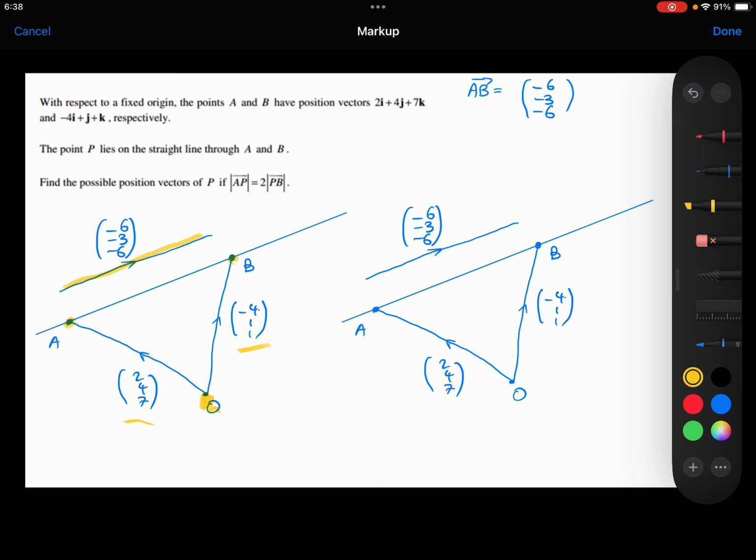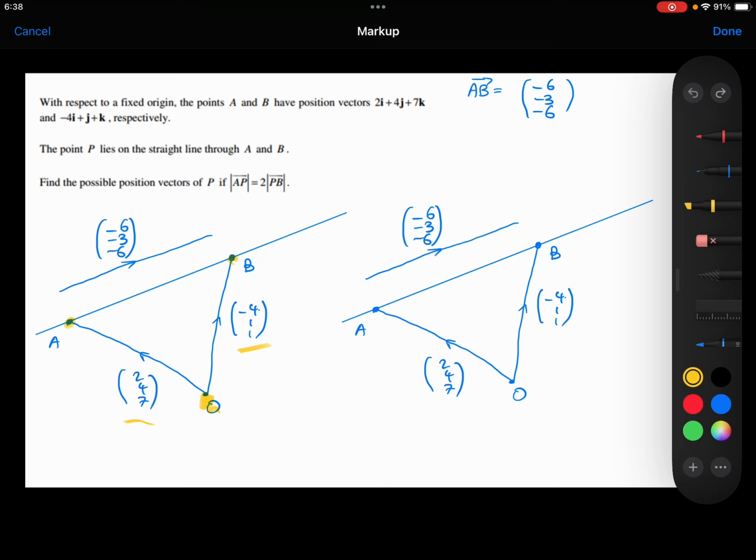So at the top here I've worked out the vector from A to B by doing the B vector take away the A vector. So -4 take away 2 is -6. The 1 take away the 4 is -3. The 1 take away the 7 is -6.